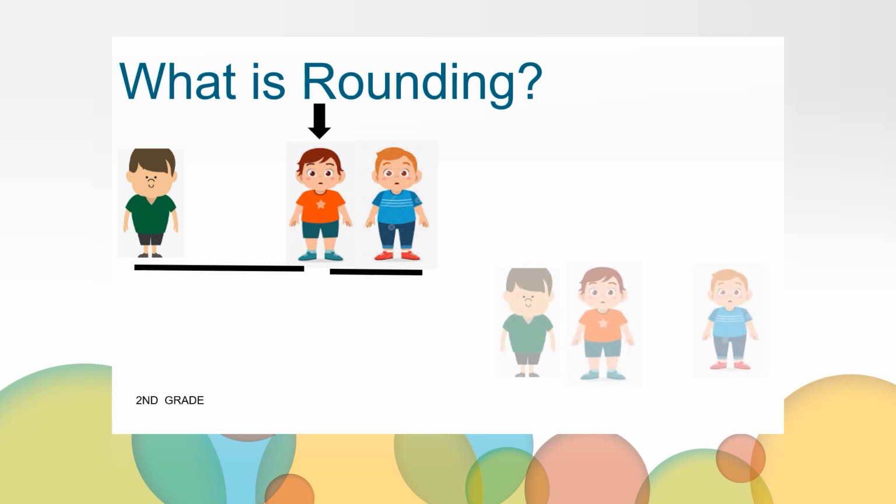Let's look at another one. Now, who is the boy in the orange shirt closest to? And how do you know? He is closest to the boy in the green shirt. There's only a short distance between them. The boy in the blue shirt is further away. Rounding with numbers uses the same idea. We want to find the 10 that is closest to our number.